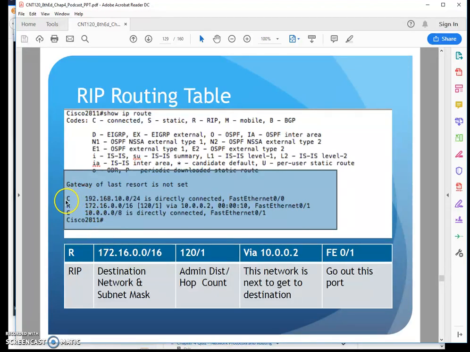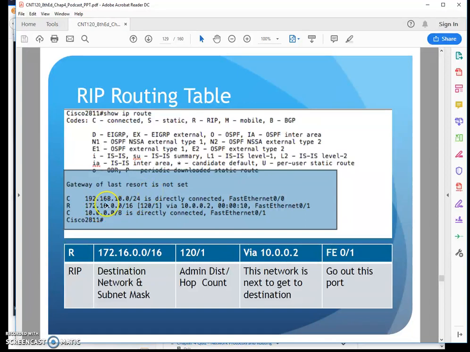The C, over here, the code of C is indicating this network is directly attached. So directly attached is the 192.168.10 network out the Fast Ethernet 0/0 port, and the 10.0.0.0 network is directly connected out the Fast Ethernet 0/1 port. So the router knows they're there, and it's like, awesome. I know exactly where they are.